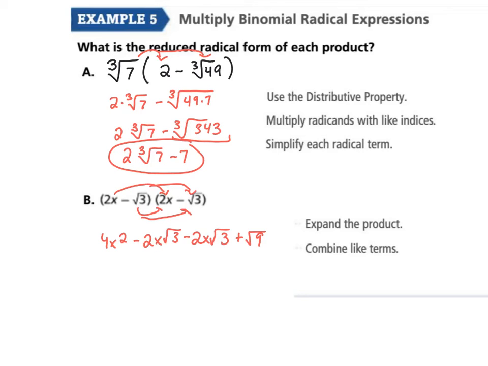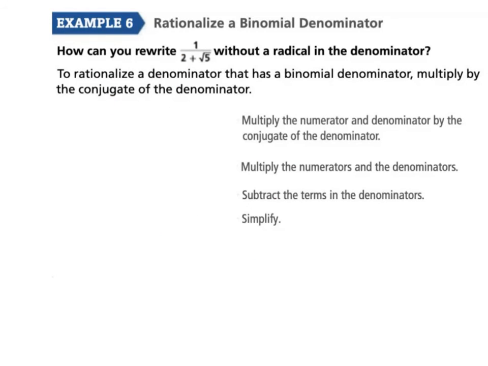Now let's just reduce this up a little bit. So we get 4x squared minus 4x square root of 3, and then plus 3. All right. Now the last one is, again, rationalizing denominators. So this one deals with binomials in our denominator when we rationalize them. So it's going to be an extension of what we did earlier.